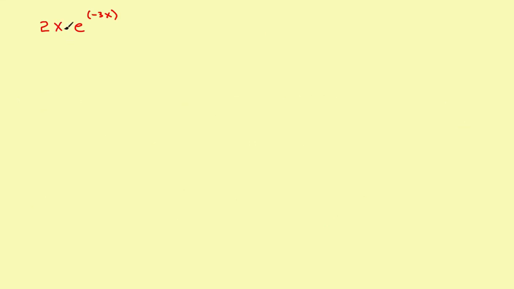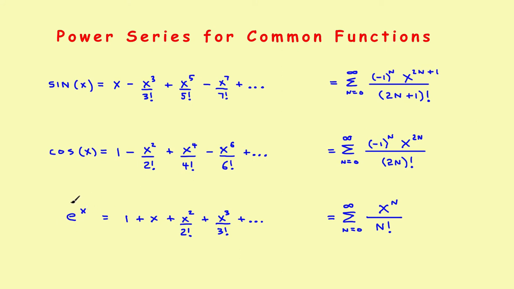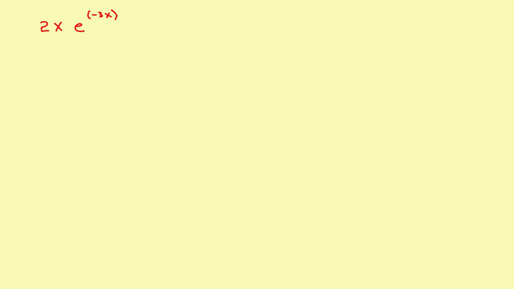Okay, now this one is going to be 2x times e to the minus 3x. But again, that's something other than just a simple x, so we'll have to use substitution on this. But to begin with, go back to your list of basic definitions, and e to the x is defined to be this right here.